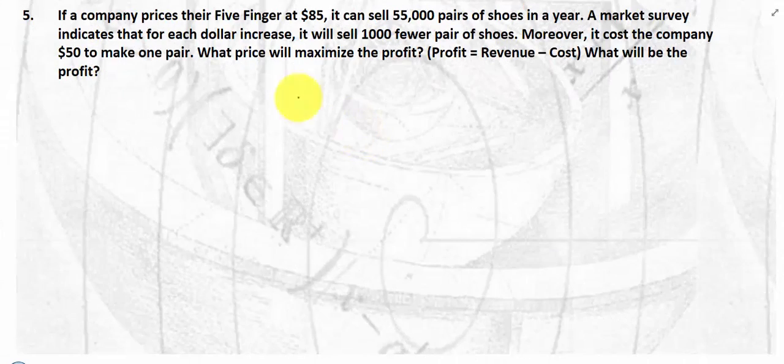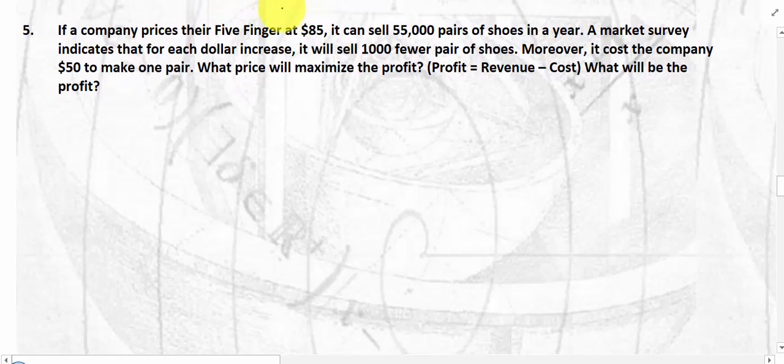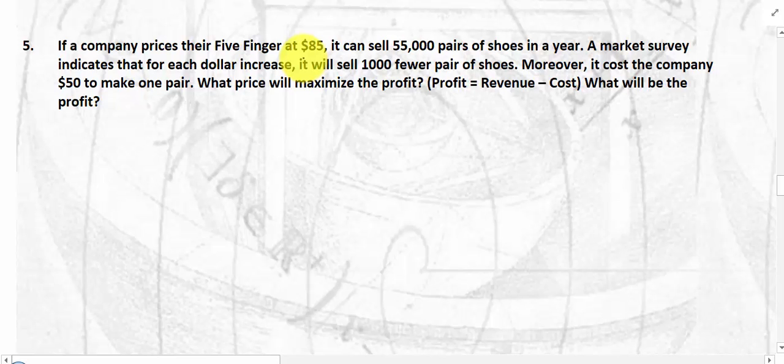So what do we have here? We have a company that prices their 5-finger, I don't know if there's an S or not at 5 fingers. Hey guys, if you don't know what that is, please Google it. It's a type of shoes. You've all seen it. They price their 5-finger at $85, and they sell 55,000 pairs of shoes a year. So if it's 85, you're selling 55,000 pairs of shoes. A market survey indicates that for each dollar increase, it will sell 1,000 fewer pairs of shoes. Moreover, it costs the company $50 to make one pair.